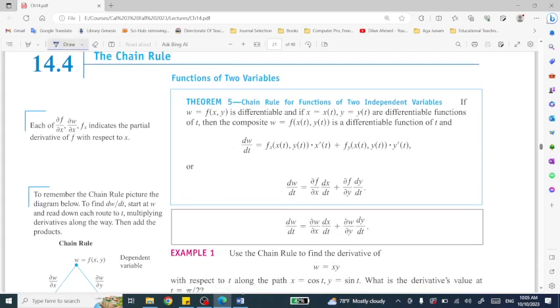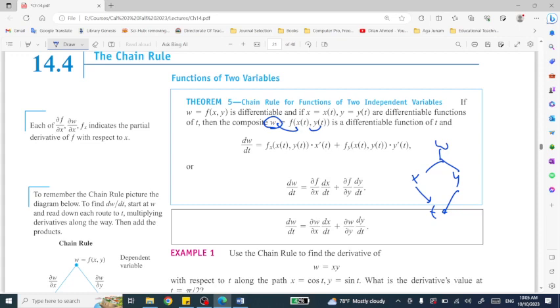Look at here. Your function w depends on x and y. At the same time, x depends on t, and y depends on t. So how do we find this one? We have a chain. Chain, you know what it means. It means a box in a box, a package in a package in a package.